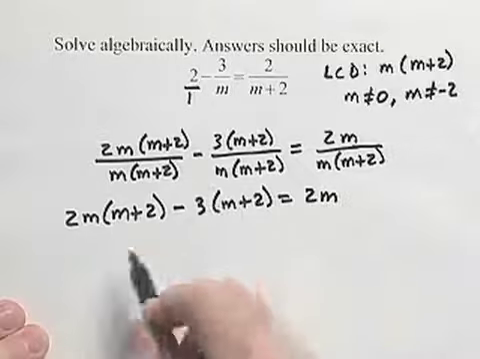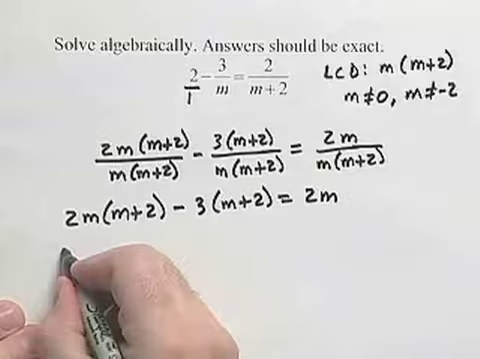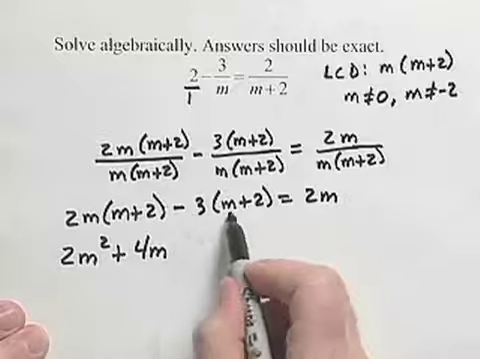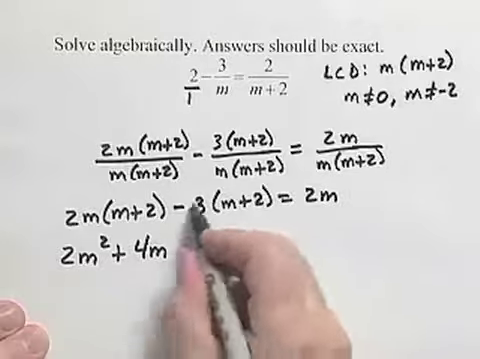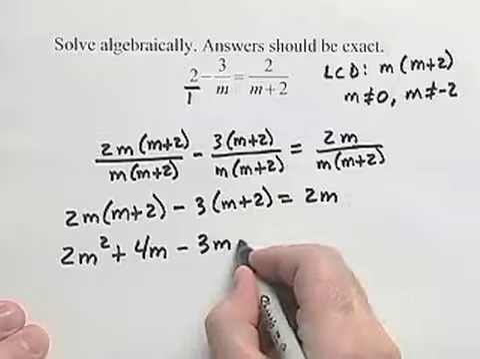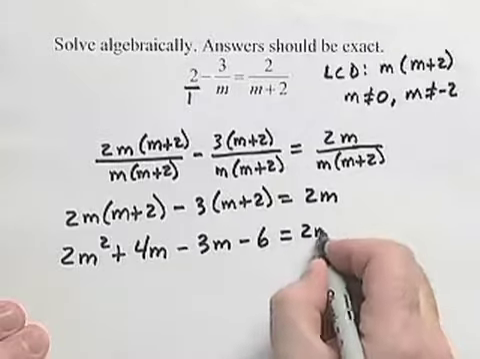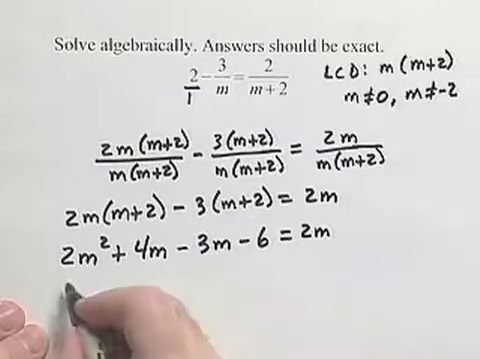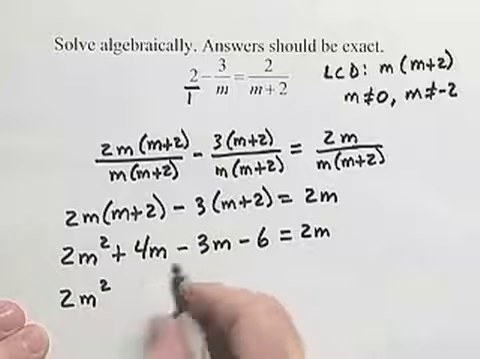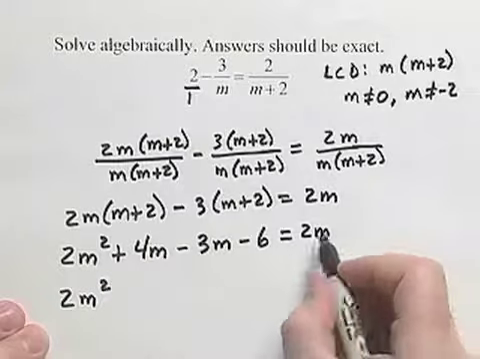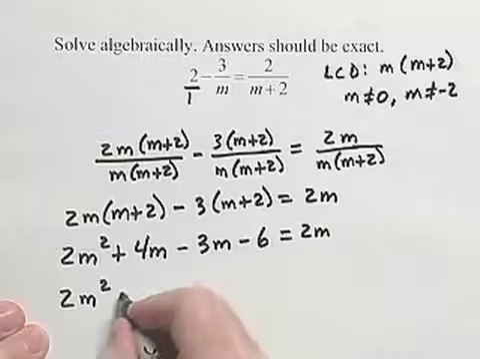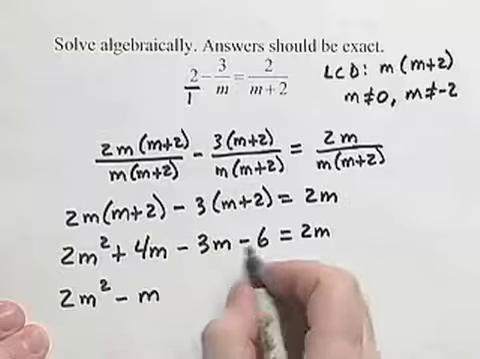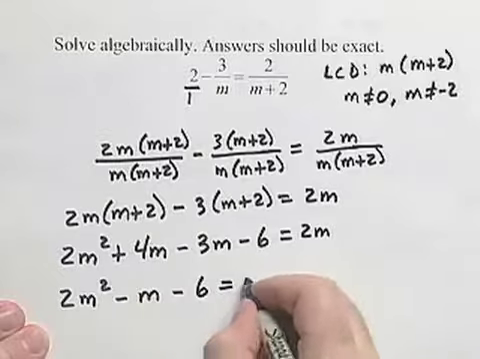Now we need to simplify both sides, so we're going to distribute 2m. We'll get 2m squared plus 4m. And here we're going to distribute again. Make sure you distribute the negative. So we'll have minus 3m minus 6 equals 2m. And we'd like to get everything into one side, make the right-hand side equal 0. So we'll have 2m squared plus 4m minus 3m, and I'm going to need to subtract 2m from both sides. So we'll have 4m minus 3m minus 2m is negative m, and then minus 6, and that equals 0.